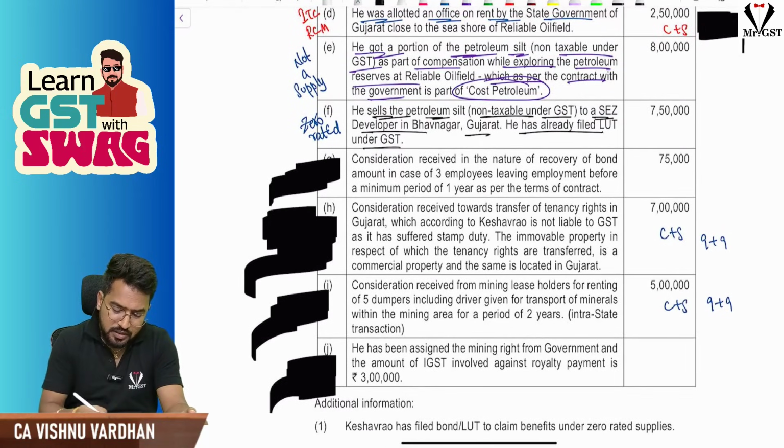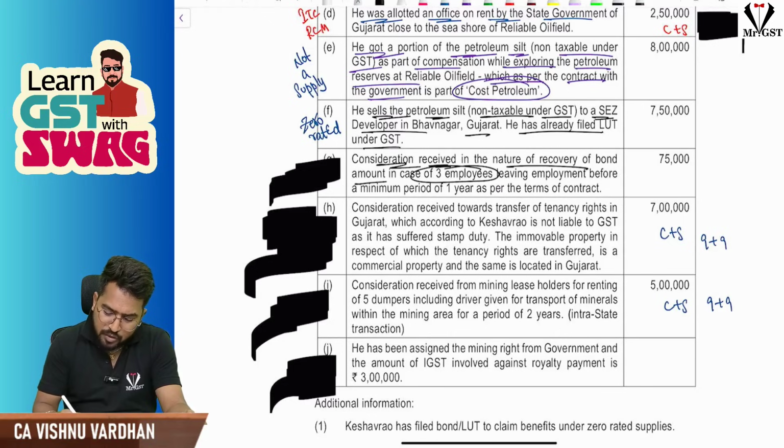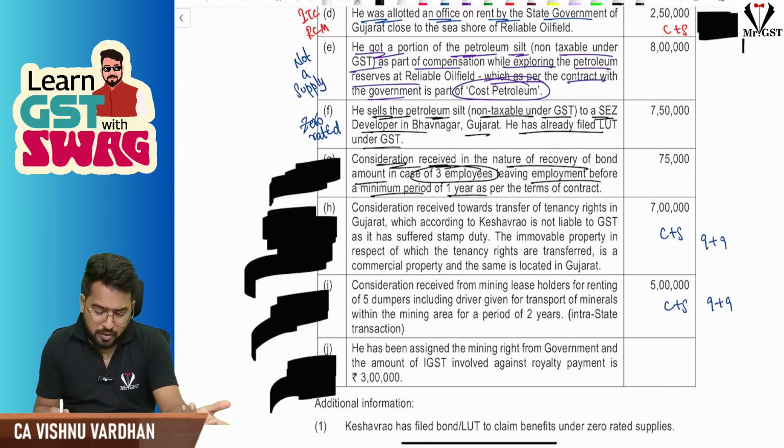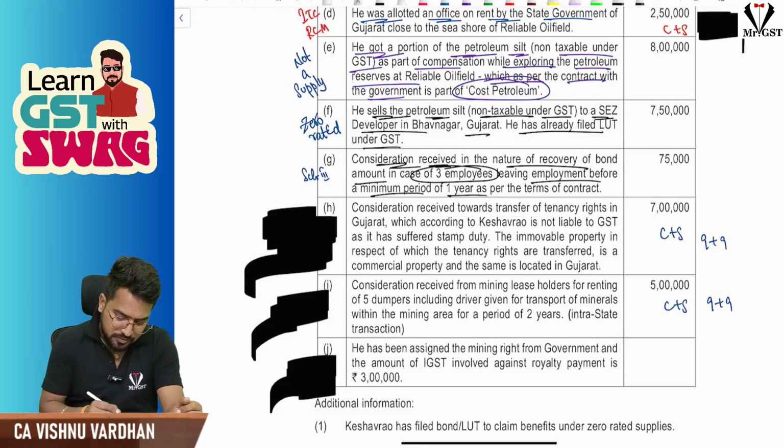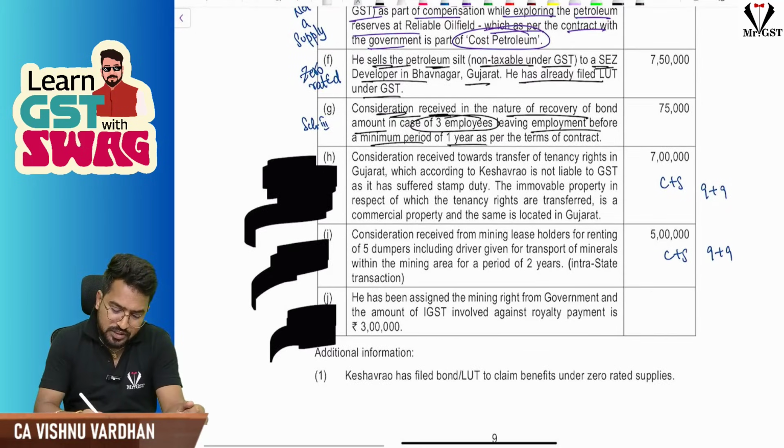Next, consideration received in the nature of recovery of bond amount in case of 3 employees leaving the employment before a minimum period. The compensation is received as per the employment contract services. So this is not a supply, not a Schedule 3 transaction, so no GST.